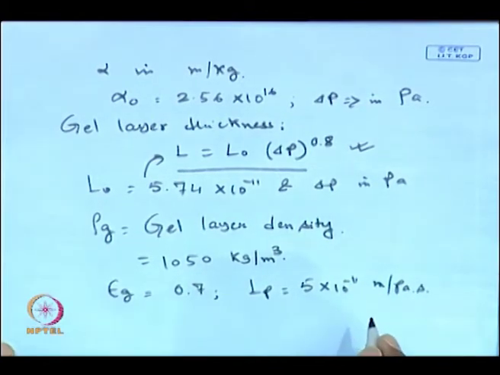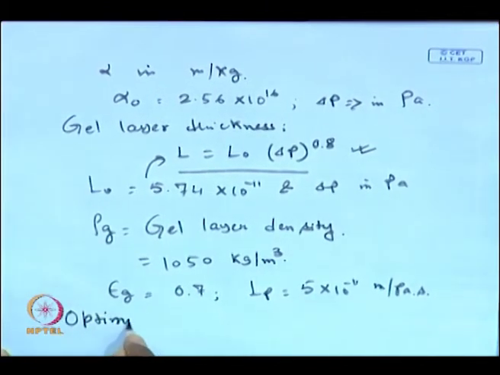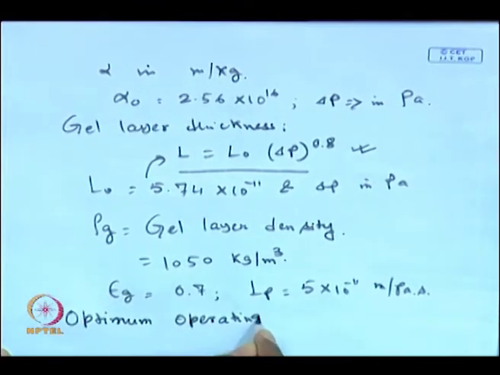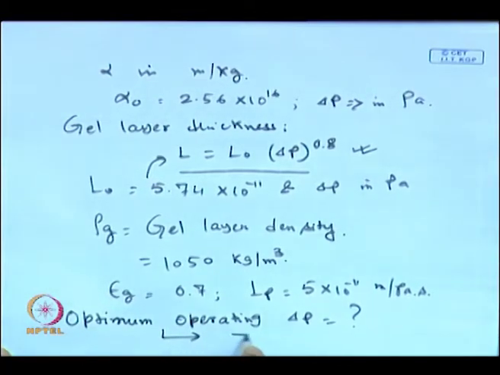Now, what is our aim in this particular problem? We have to find out the limiting operating pressure and the optimum operating pressure. Operating pressure delta P is how much, and what is the corresponding value of the permeate flux at this delta P, and the gel layer resistance.